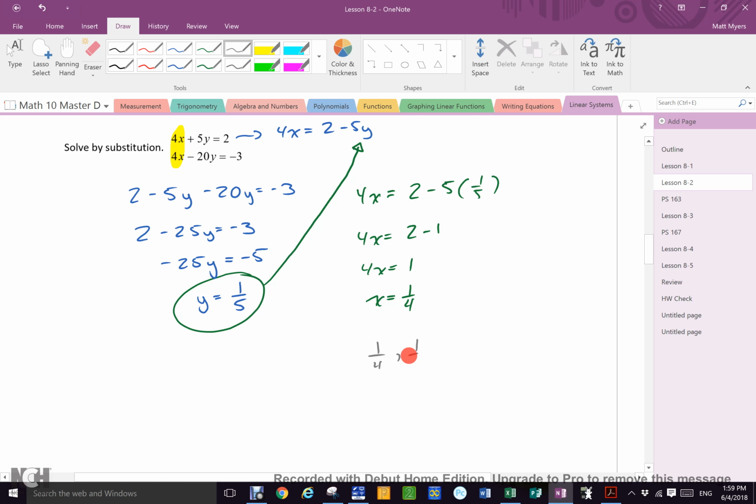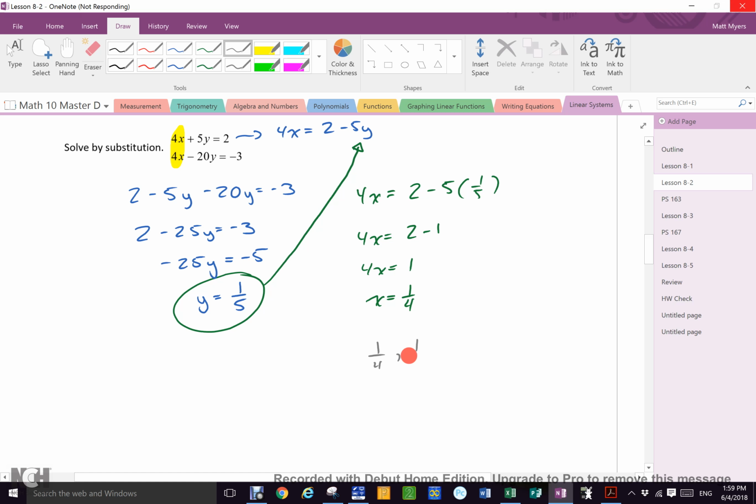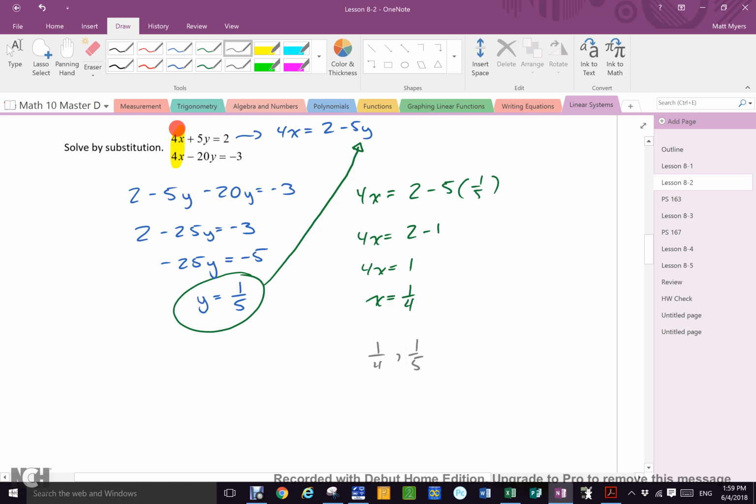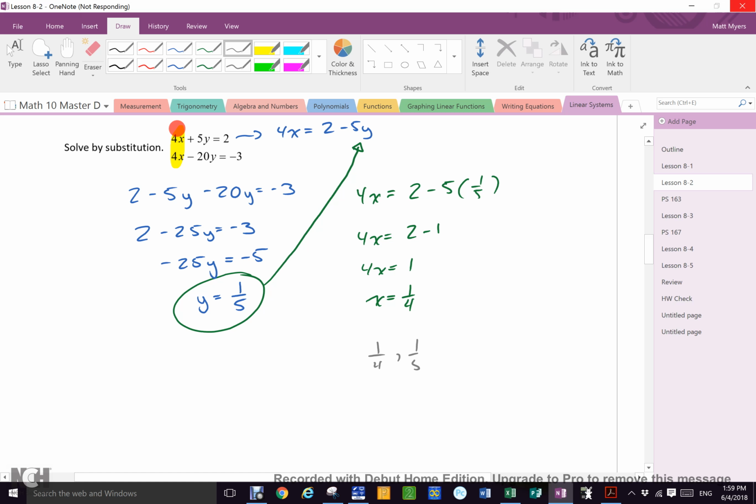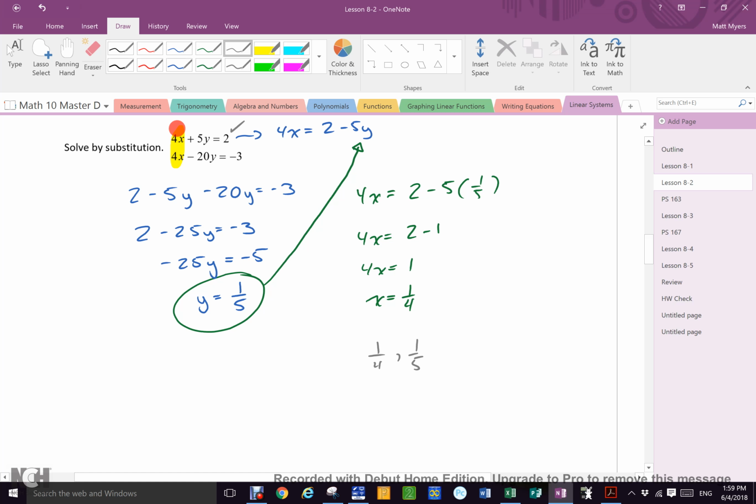Do we check? Of course we do. What is 4 times 1/4? 1. What is 5 times 1/5? 1. Is 1 plus 1 2? Yes. So we are correct. Everybody nailed that one. 1 plus 1 is 2. Good job. I didn't even see anybody reach for their calculator. Well done.